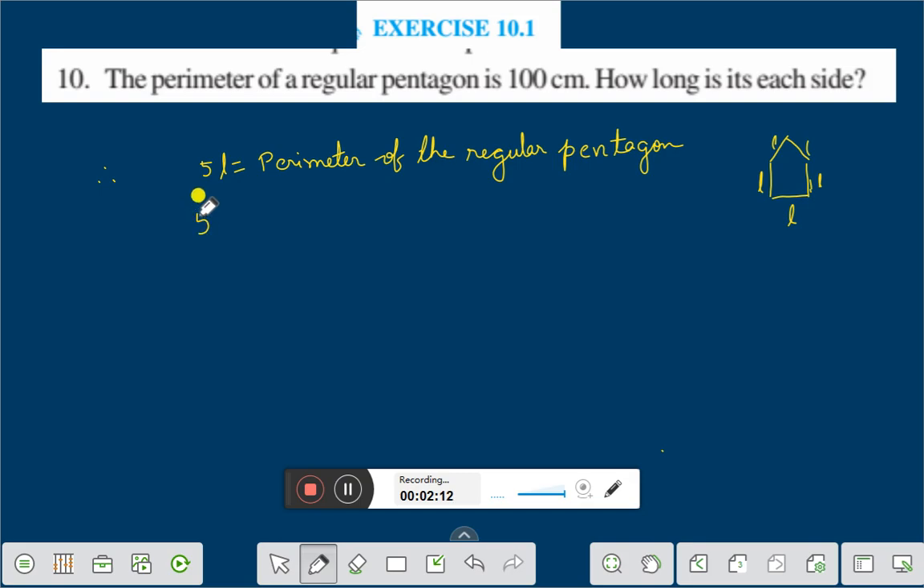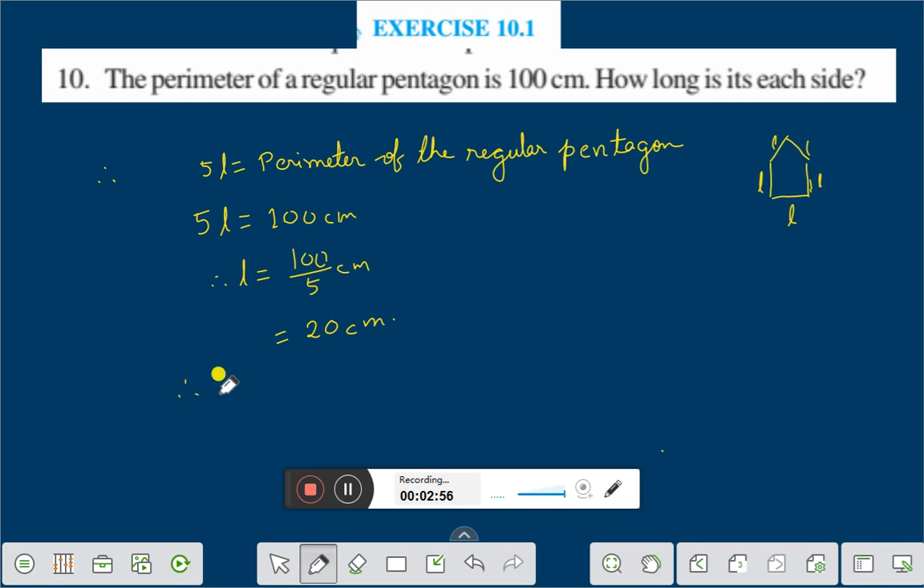Therefore we can say that 5L is equal to the perimeter, which is 100 centimeter. Therefore we can say that L is equal to 100 by 5 centimeter, and that comes out to 20 centimeter. Then we can say that the length of one side of the pentagon is 20 centimeter, right?